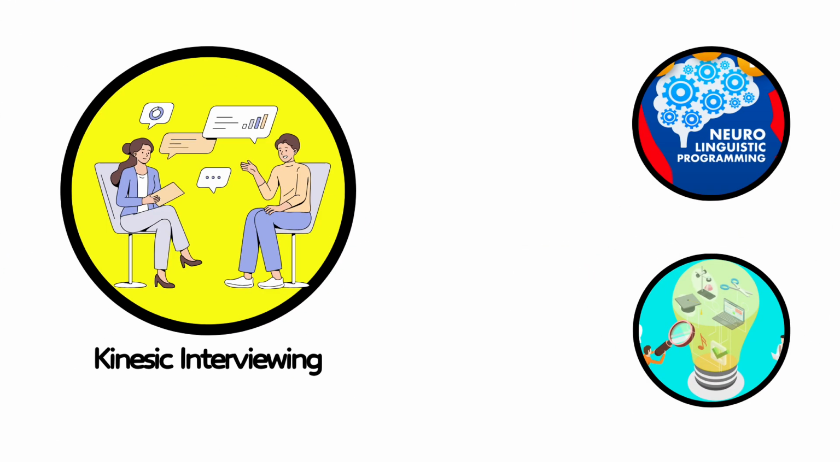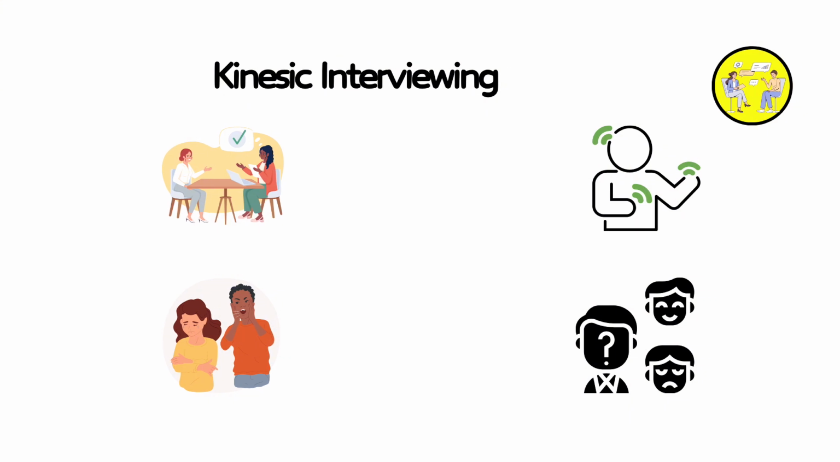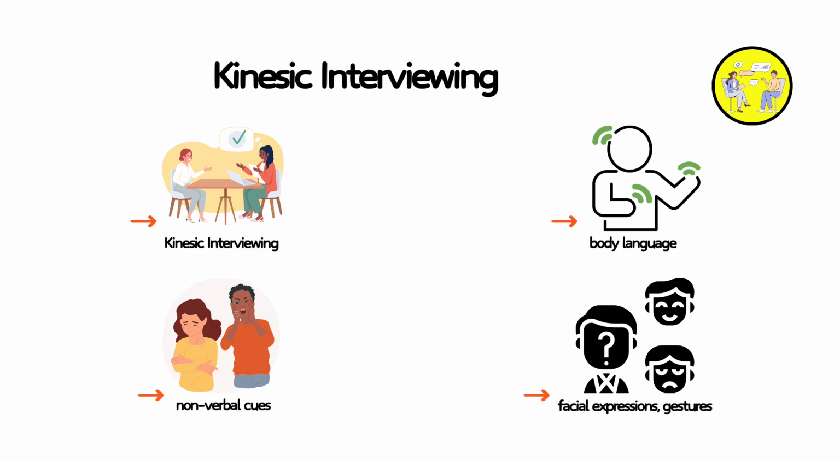10. Kinesic interviewing. Kinesic interviewing focuses on interpreting the suspect's body language and nonverbal cues to assess truthfulness and uncover hidden emotions. This technique requires the interrogator to be skilled in reading subtle physical signals, such as facial expressions, gestures, and posture. For example, an interrogator might notice that a suspect's body language becomes defensive when certain topics are mentioned, indicating discomfort or potential guilt. Micro-expressions, fleeting facial expressions that reveal true emotions, can also provide valuable insights.